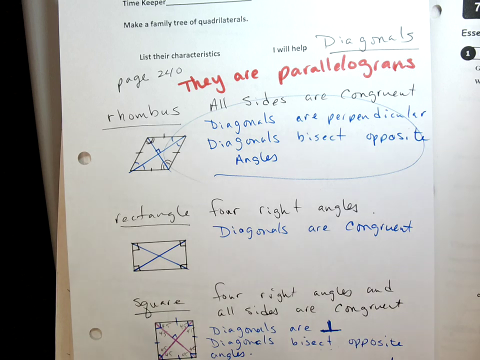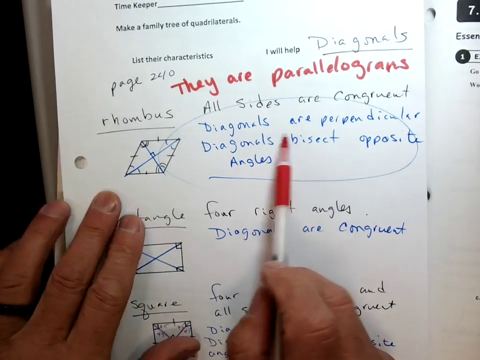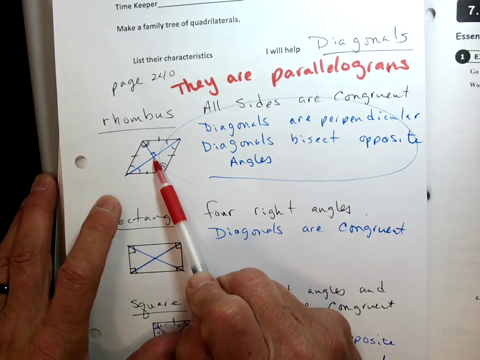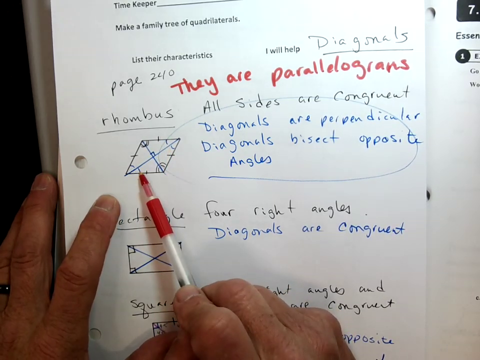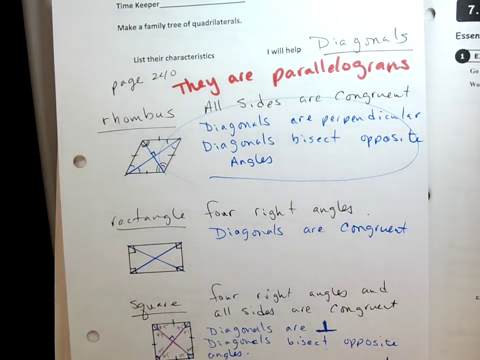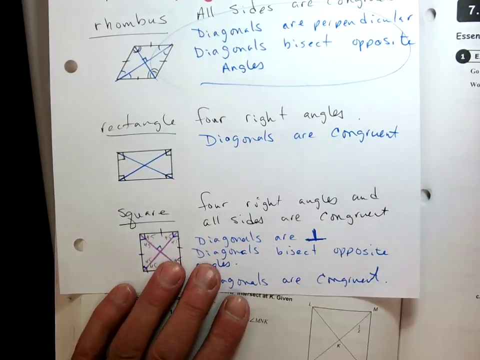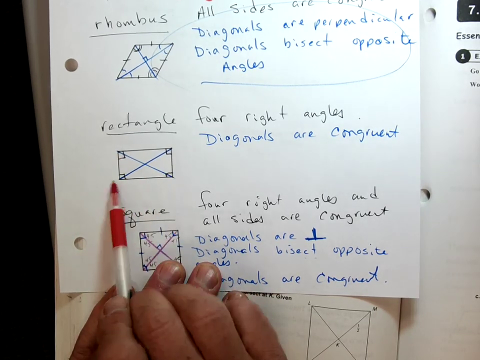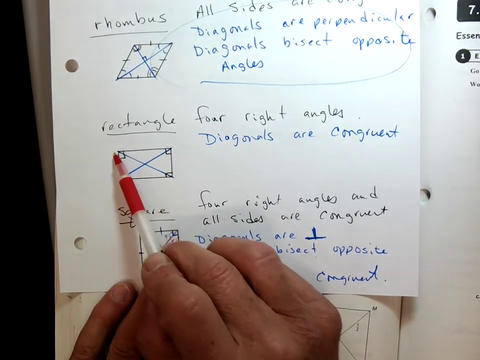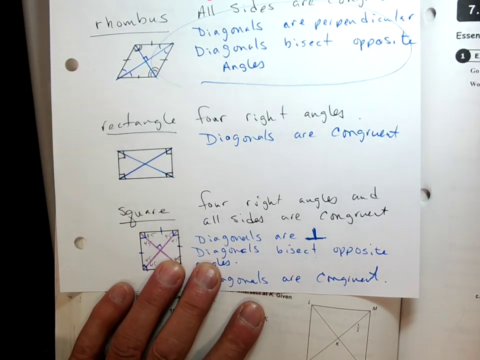Now, however, a rhombus has some unique ones. Diagonals are perpendicular, 90, and they bisect the opposite angles. It cuts them in half, okay? Now, a rectangle, again, is a parallelogram, but what makes a rectangle unique? Four right angles, and the diagonals are indeed congruent, same length.